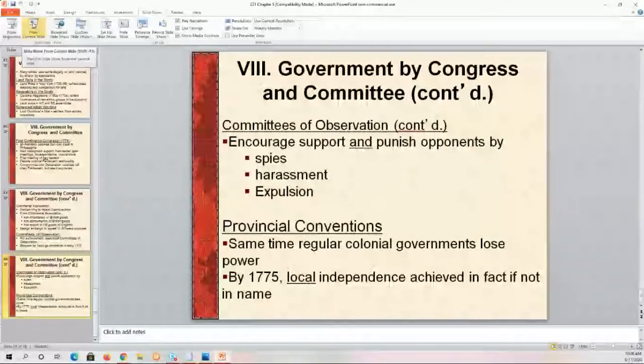So this is the end of the chapter. And we've already covered the First Continental Congress. They don't actually name it that at the time.